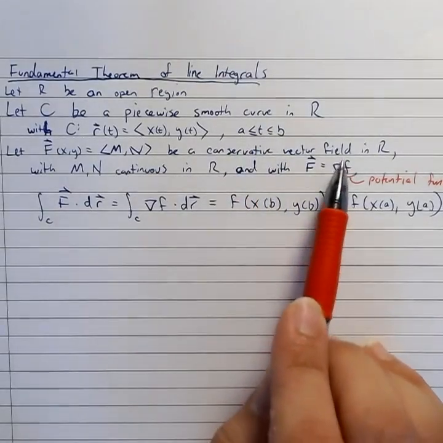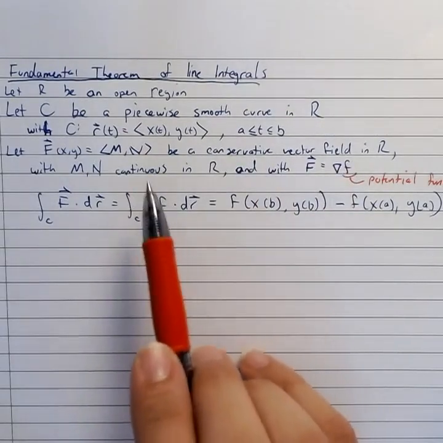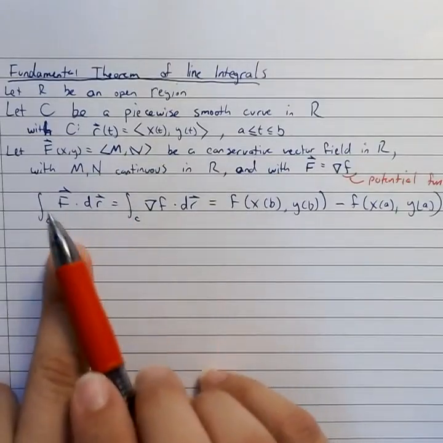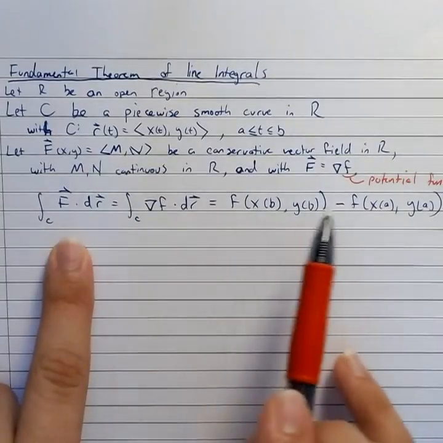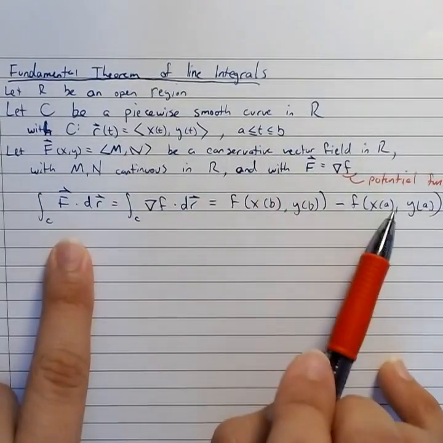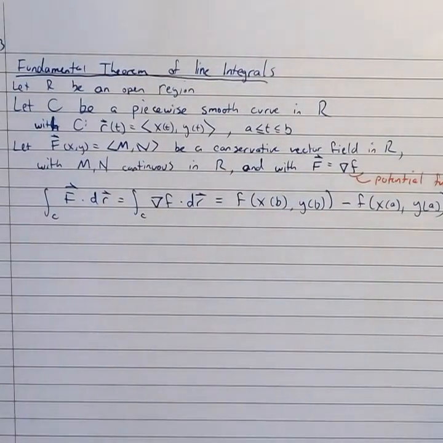But remember, the way we found a potential function was by taking the antiderivatives with respect to x and y of the components. So in a way, you could paraphrase this as saying the integral is equal to the antiderivative evaluated at b minus the antiderivative evaluated at a. Or in other words, we're repeating the fundamental theorem of calculus.